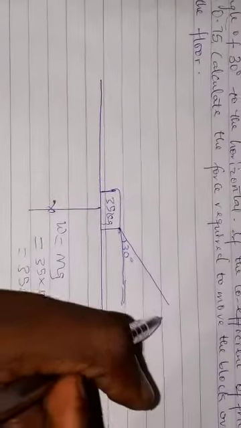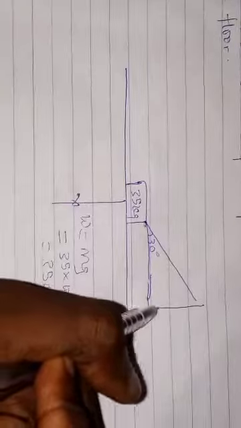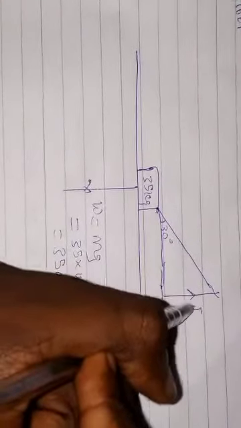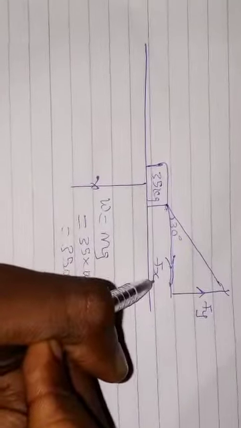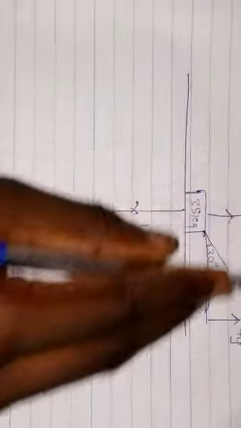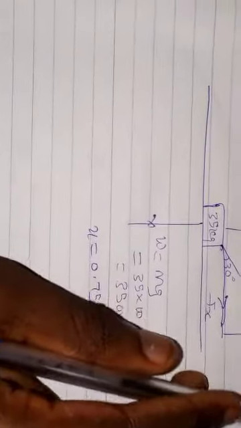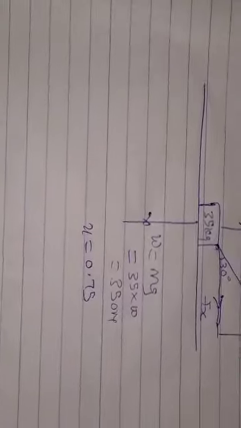So you already know that you will have a vertical force like this, Fy. Then we have a horizontal force like this, Fx. Then your normal reaction will be R. They've given us the coefficient of friction, which is 0.75. They said to calculate the force required to move the block over the floor.